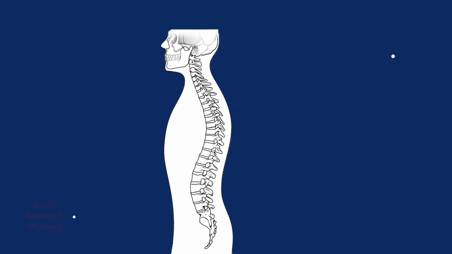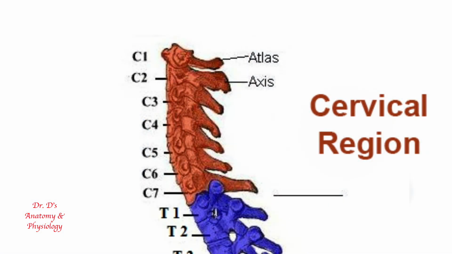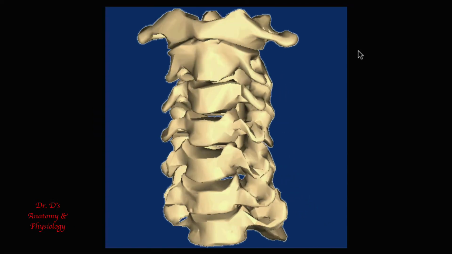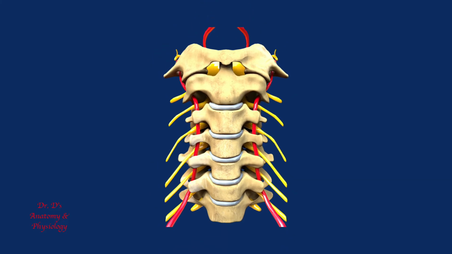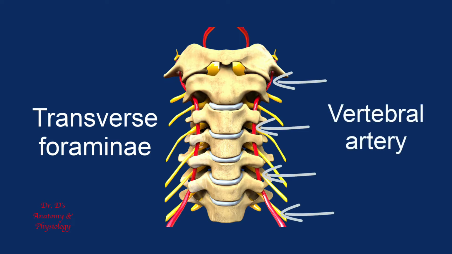Now we begin a series of videos that look at the different regions of the vertebral column, starting with the cervical region. The cervical region is the neck region. There are 7 cervical vertebrae, and they're numbered C1, C2 to C7. The most defining characteristic of all the cervical vertebrae is the presence of what is called the transverse foramina. These are openings on the sides of the vertebrae through which the vertebral artery threads.